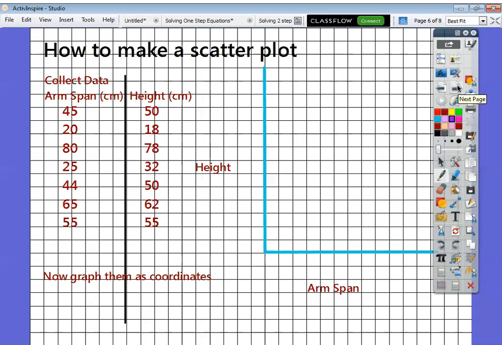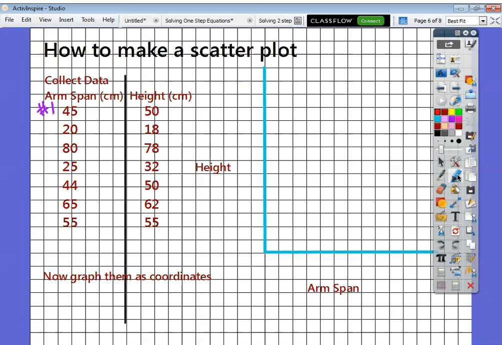Let's go. To make a scatter plot, I've already collected the data for you. The data is trying to see if there's a relationship between arm span of a person and height of a person. So this is person number 1. Now, before I do that, I need to set up my graph. And here's my graph. I'm going to have arm span on the x-axis and height on the y-axis.